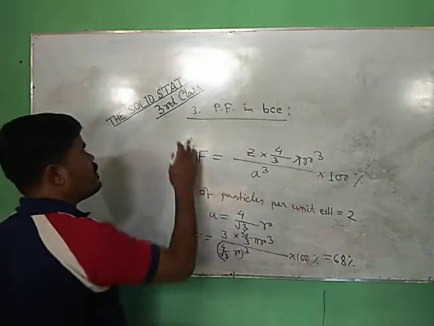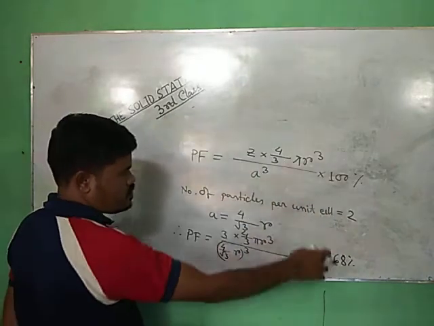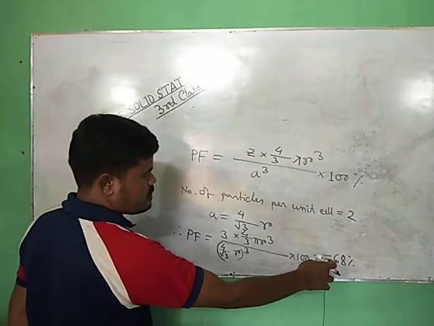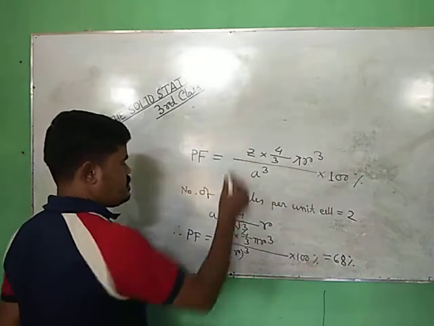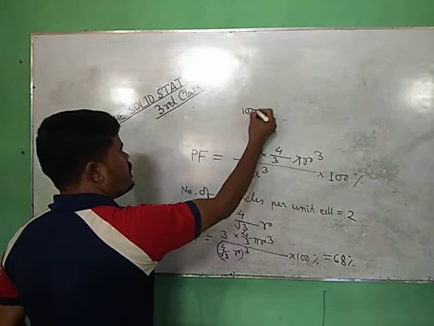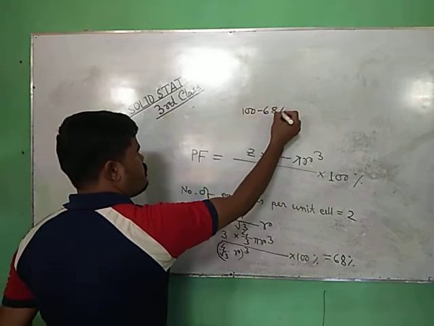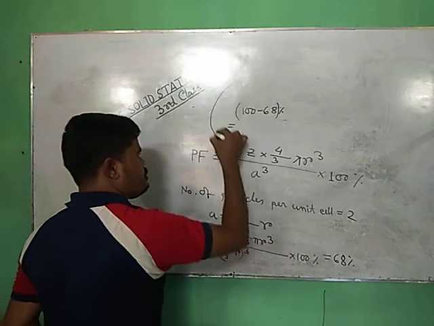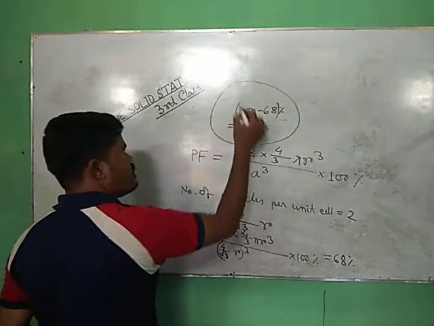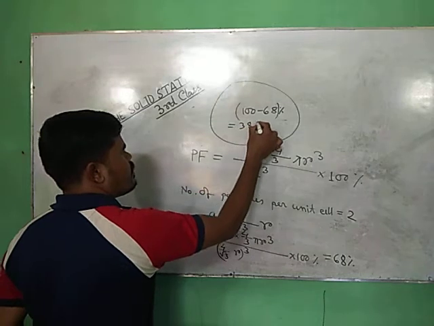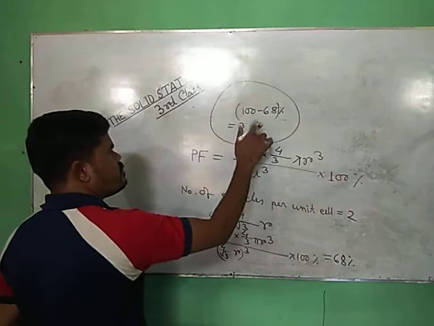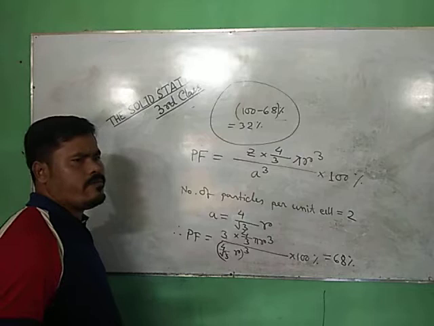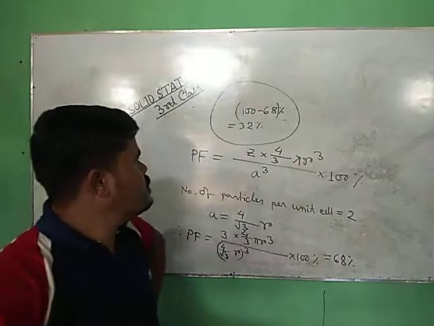Similar to this, I can mention the percentage of void, percentage of empty space, vacant space. It will be 100 minus 68%. This will give 32%. So the percentage of vacant space is 32%.